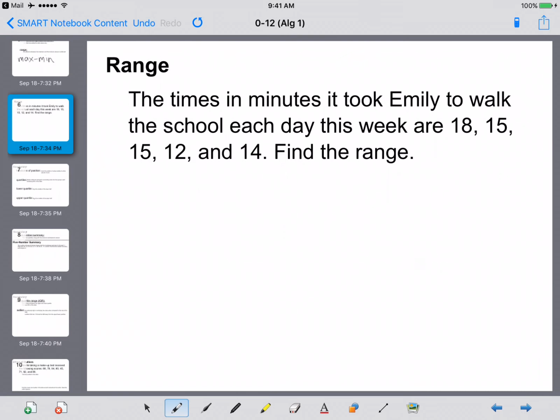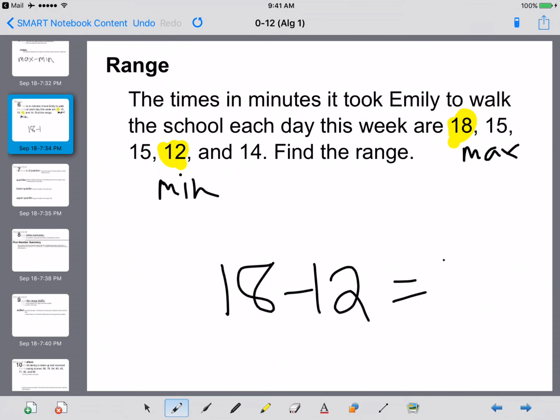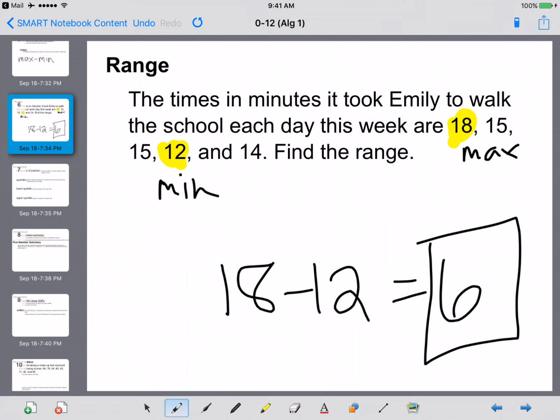So here it says the times in minutes it took Emily to walk to school each day this week are 18, 15, 15, 12, and 14. So we need to find the range. In this case, our max is 18 and our min is 12, because there's no number smaller than 12 and no number bigger than 18. So 18 minus 12 gets us 6. So the range is 6 minutes. I'll even include a label for you.